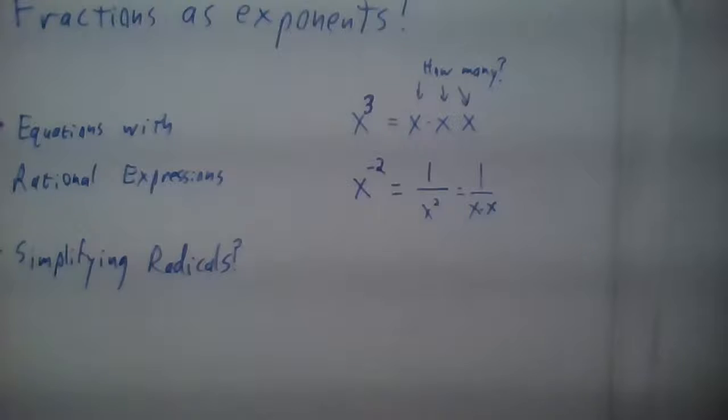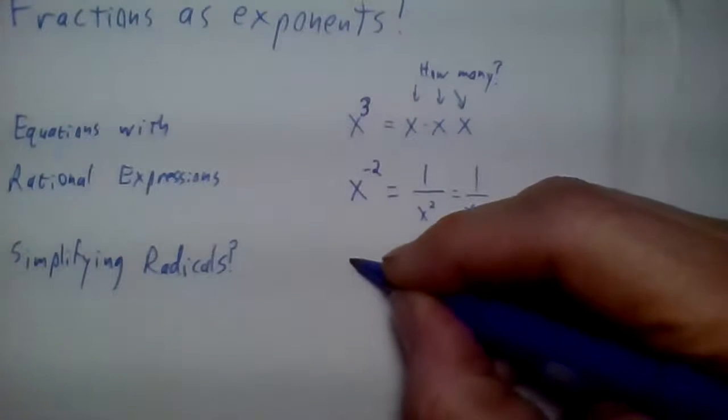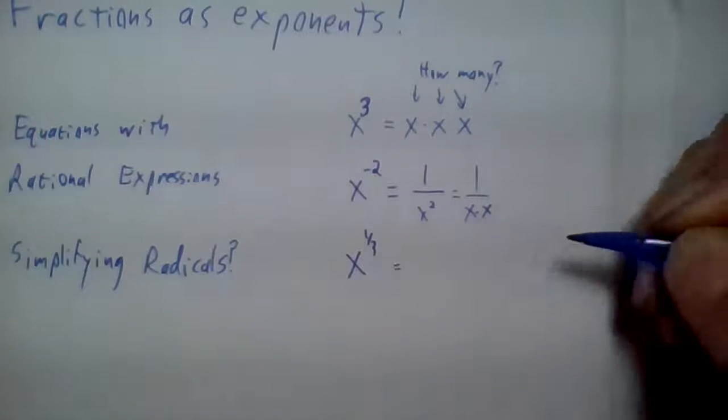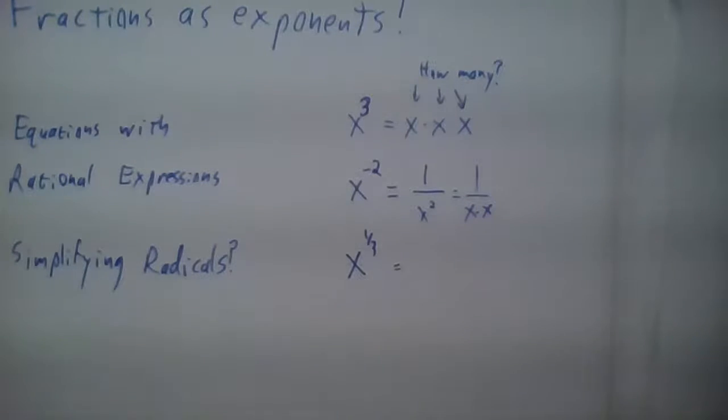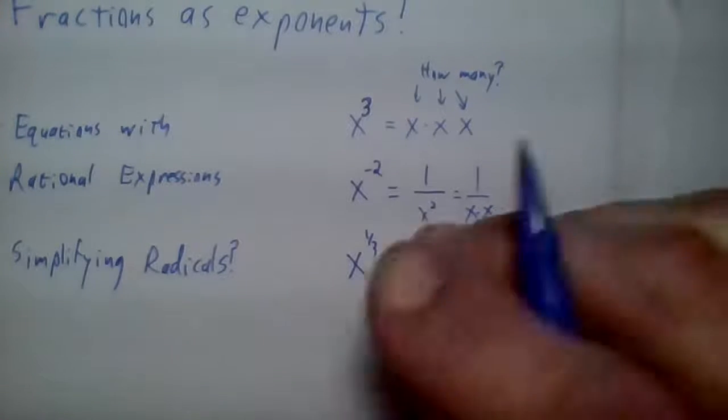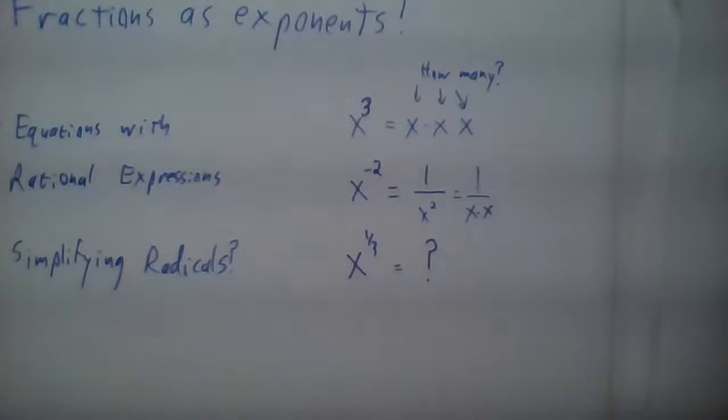This is going to have to be a little bit different now, because if I have something like x to the 1/3, well, it's not a how-many number anymore. I can't have 1/3 of them, so it doesn't really make sense with the repeated multiplication idea. So that's our big question: what exactly is that going to mean if I have a fraction sitting there instead of a whole number or a negative number? I have to think about what that means.